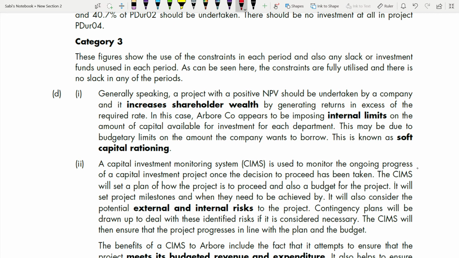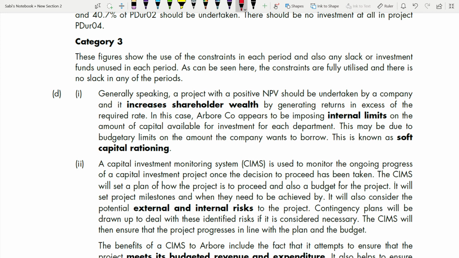So generally speaking, a project with a positive net present value should be undertaken by a company and increases shareholder wealth by generating return in excess of required return. In case the company appears to be imposing internal limits on the amount of capital available for investment for each department, this may be due to budgetary limits of the amount the company wants to borrow. Maybe the company wants to put a budget on the amount they have to borrow because they know if they have to invest in all the projects, they might have to borrow from the bank, which they don't want to do because it might increase their debt, it might increase their gearing ratio, it might make them more risky, and they also have to pay a very high amount of interest, which they don't want.